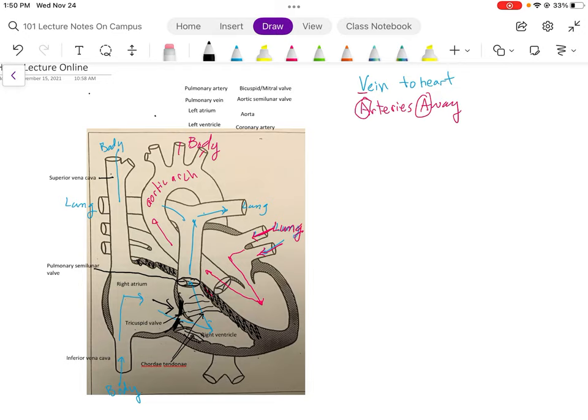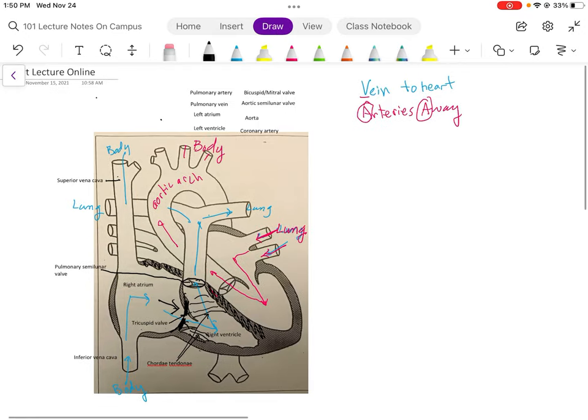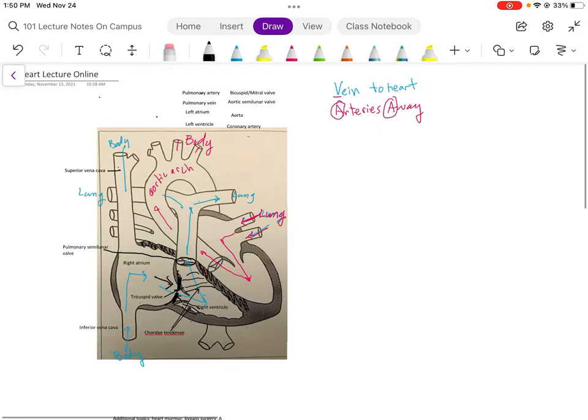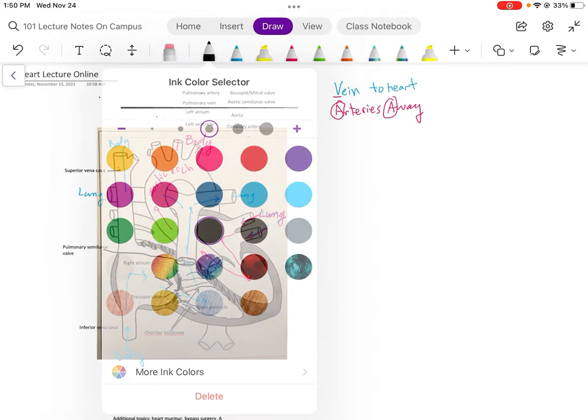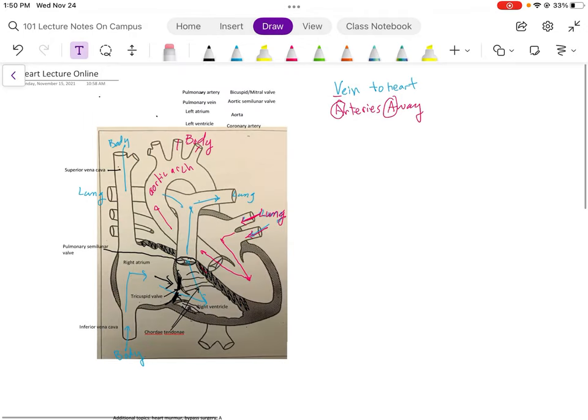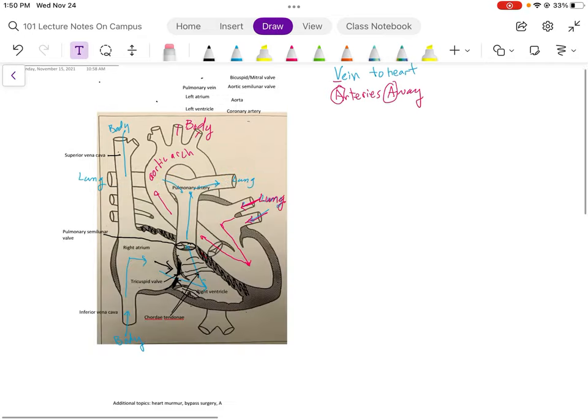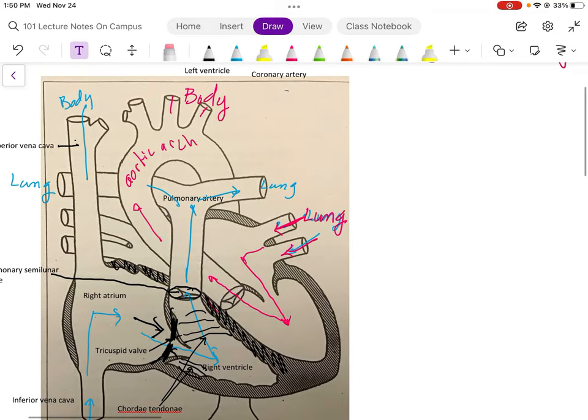Then blood goes through that valve and out through this artery that's departing the heart. You'll notice it's drawn in blue, but nonetheless, it's still departing the heart, so it is an artery. It's going away, and that is this artery here. We're going to call it the pulmonary artery, which goes to the lungs. That is the only artery that carries deoxygenated blood.